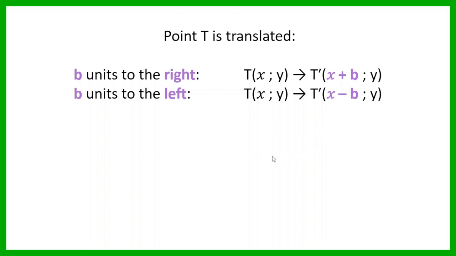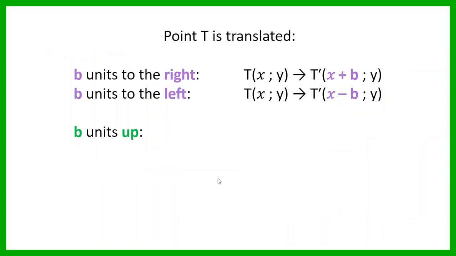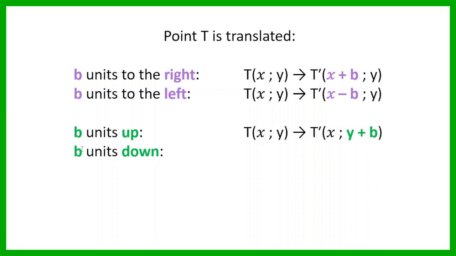Now let's have a look at what happens if you're moving vertically. If you're moving up, think about on your Cartesian plane, the higher up you go, what happens? Your Y values increase. And the lower down you go, your Y values decrease. So over here, if we are going up, then the point T with the coordinates X, Y, whatever they might be, if you're moving vertically, it doesn't affect the X, it affects the Y. So your X value stays the same, but your Y value is going to increase because the higher up you go, the more your Y value gets. The lower down you go, the less your Y value gets. So if you go B units down, then your point is going to change to X, Y minus B.